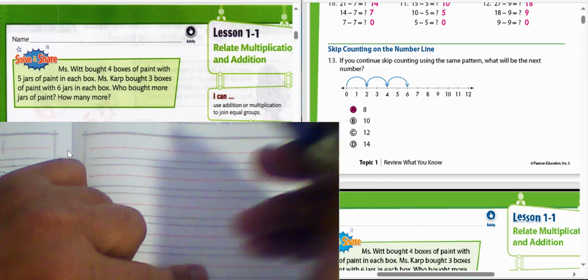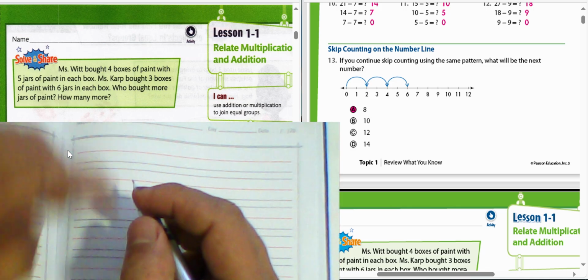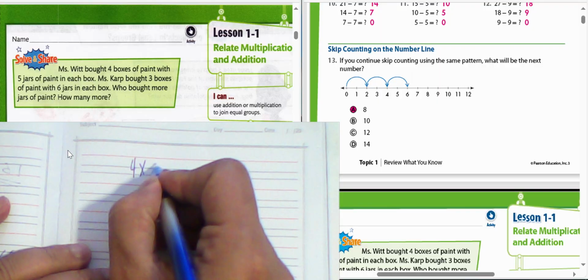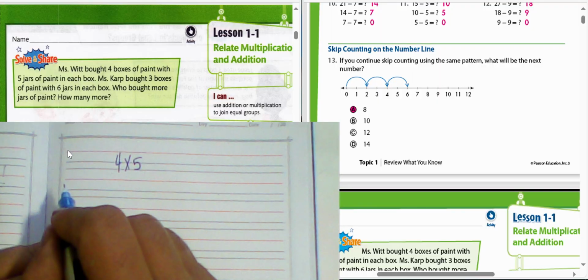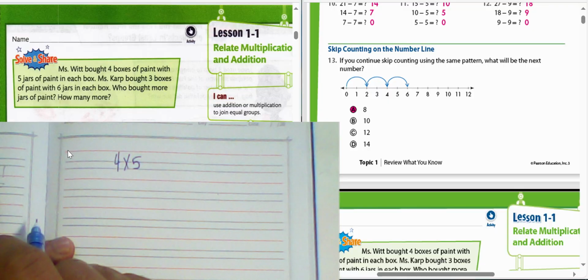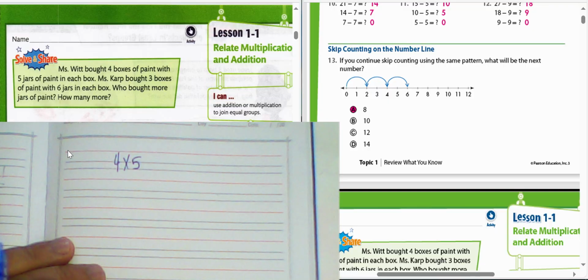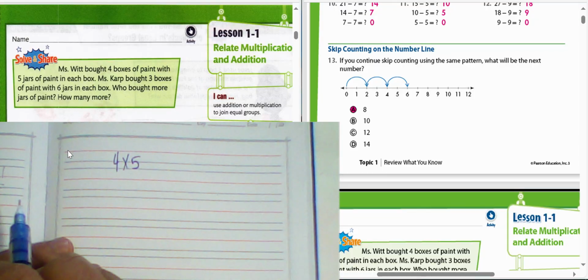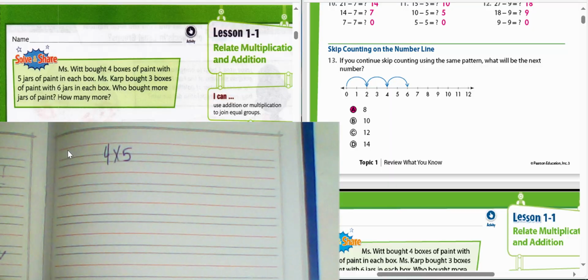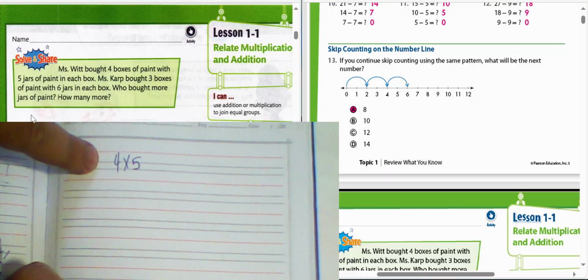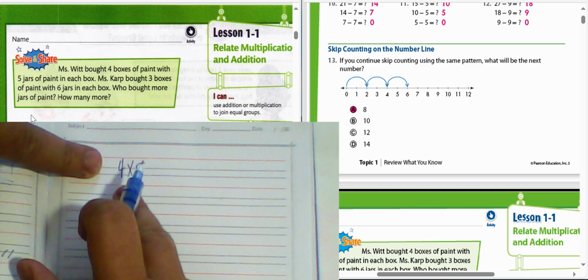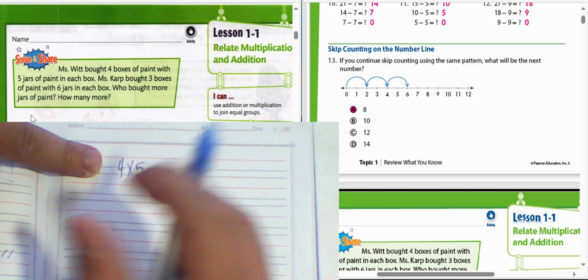First, we can find the product of two numbers. Miss Wheat put 4 boxes of paint with 5 jars. Write 4 multiplied by 5. To find the number of boxes of paint with 5 jars of paint in each box, we can find the total number of jars. 4 times 5 equals 20, because he asked who put more jars. So you must find jars number 1 and jars number 2. Jars number 1 for Miss Wheat, 4 boxes of paint with 5 jars of paint in each box.